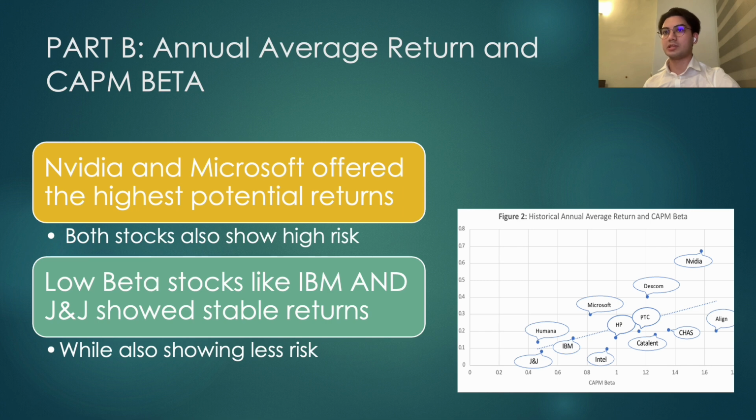the SML line. Our findings show that high beta stocks such as NVIDIA and Microsoft offered high potential returns but with greater risk, while low beta stocks such as IBM and Johnson & Johnson provided more stable returns with less risk. This analysis helps investors to understand the risk-return trade-off for informed investment decisions.